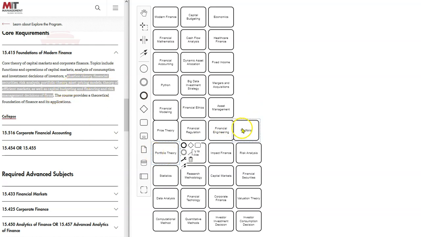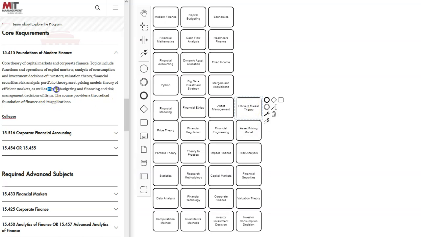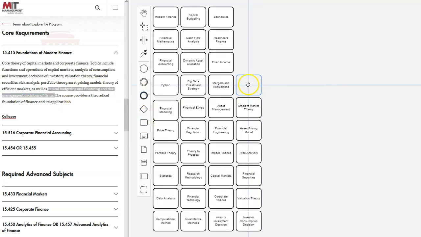Asset pricing models. Asset pricing model. Theory of efficient markets. So I'm going to reverse that. Efficient market theory. Alright, and then we have capital budgeting. Oh, we already have capital budgeting up here.